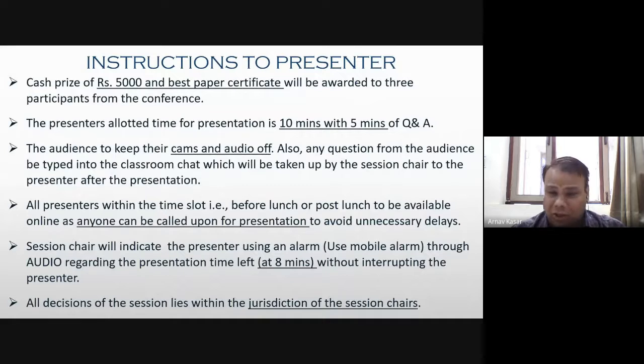The allotted time for the presentation, one of the most important points that we should all keep in mind, is 10 minutes. Apart from this, 5 minutes over and above have been kept for questions and answers from the various participants or from the session chair. I'll sound a buzzer at around 8 minutes so that the presenters are aware that only 2 minutes are left. That is almost all I have to say before we start listening to Mr. Anurag Sharma. Sir, please continue.